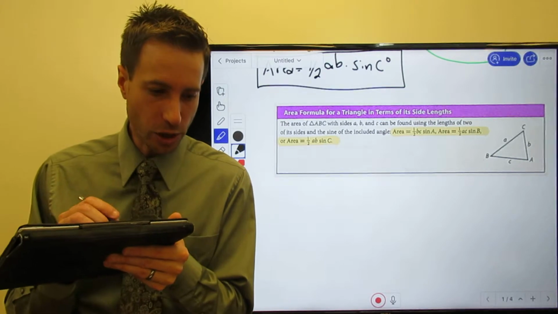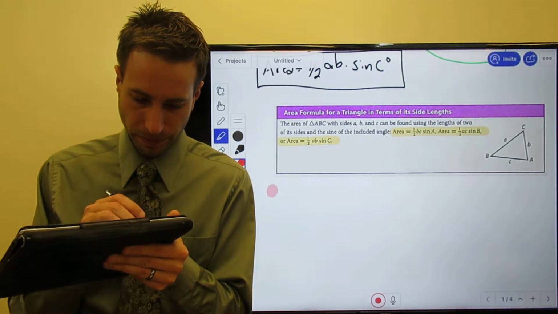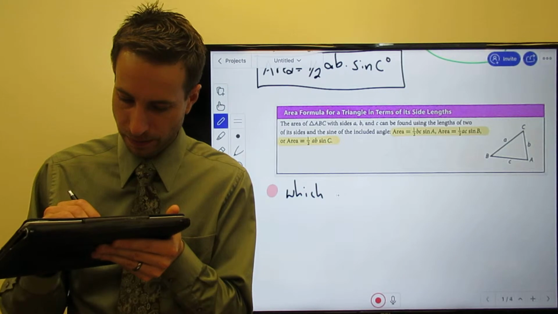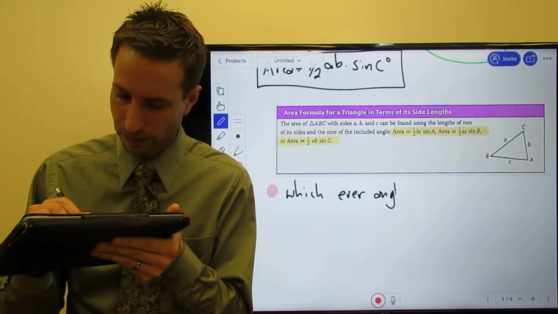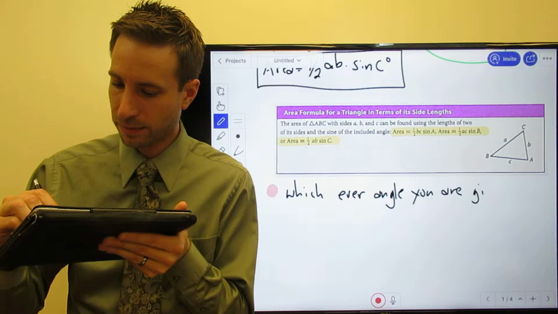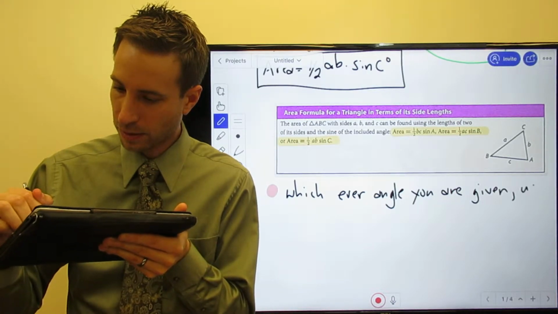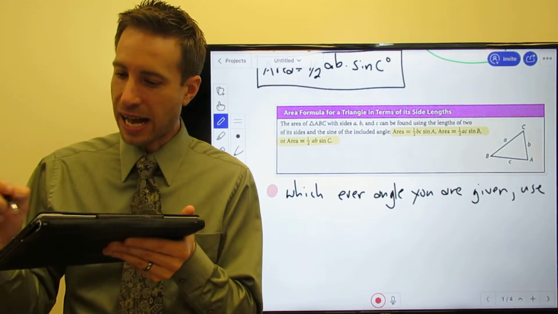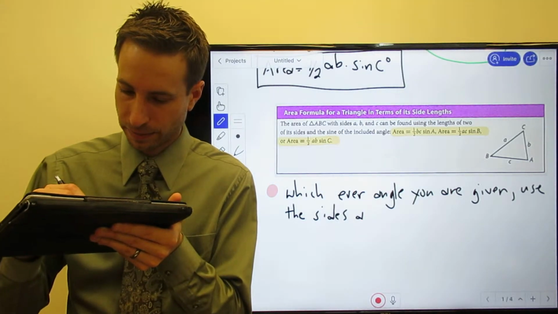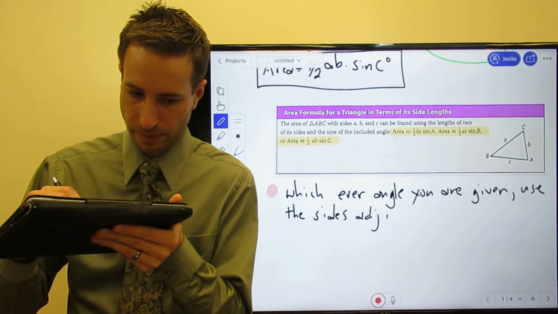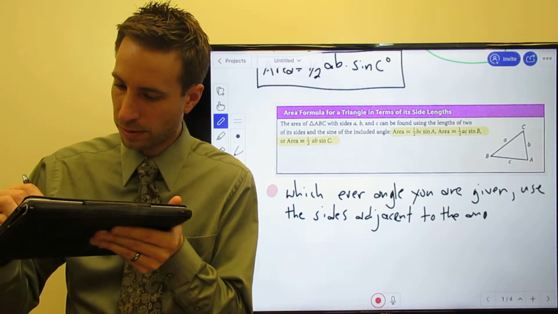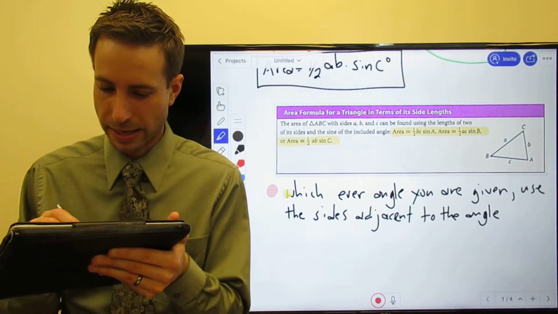Here's how this is going to work. When you are solving these problems, what you are simply going to do, whichever angle you choose, whichever angle you are given, use the sides adjacent to the angle.